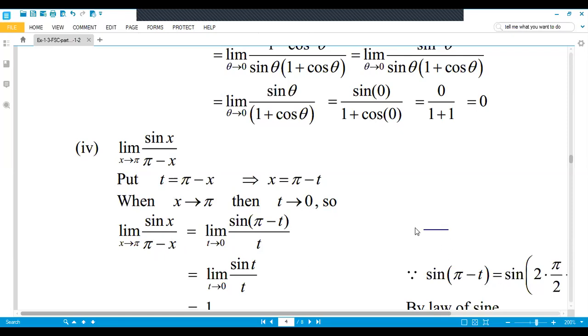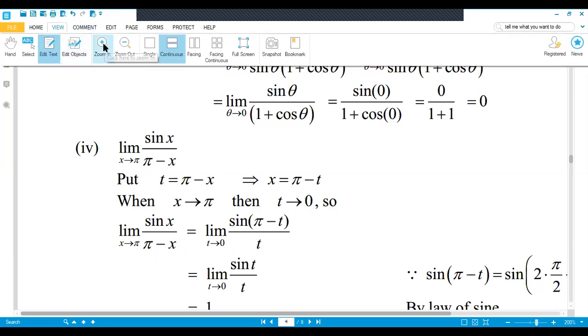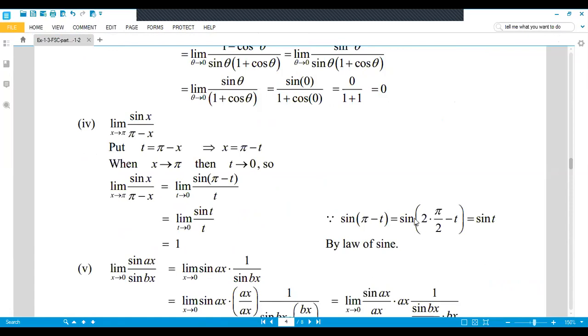Now here, if you check, you have one formula, that is sin (alpha minus beta). Sin (pi minus t) is equal to sin t, and pi minus t is equal to x. So we put this as sin t divided by t. By the law of sine, we get the answer 1. Now come to the fifth part.